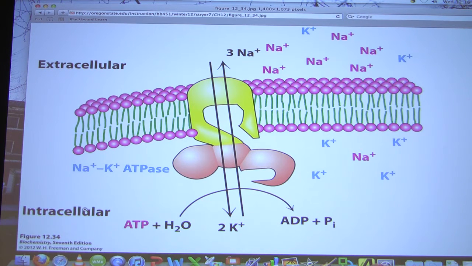This is active transport because, again, we're moving things against a concentration gradient. In this case, the sodium is in lower concentration on the inside than it is on the outside. We're moving it against that gradient. And potassium is higher on the inside than it is on the outside, and we're moving it against that concentration gradient. So in this case, we're moving both things against the concentration gradient.